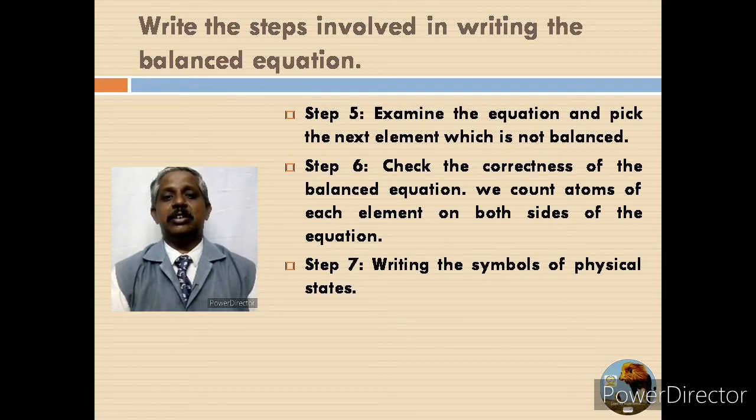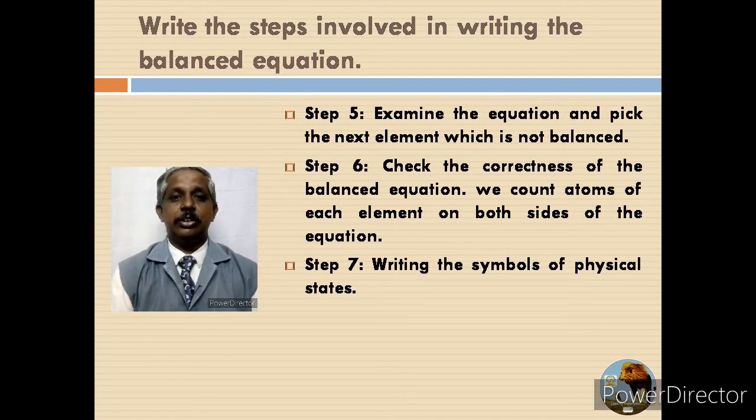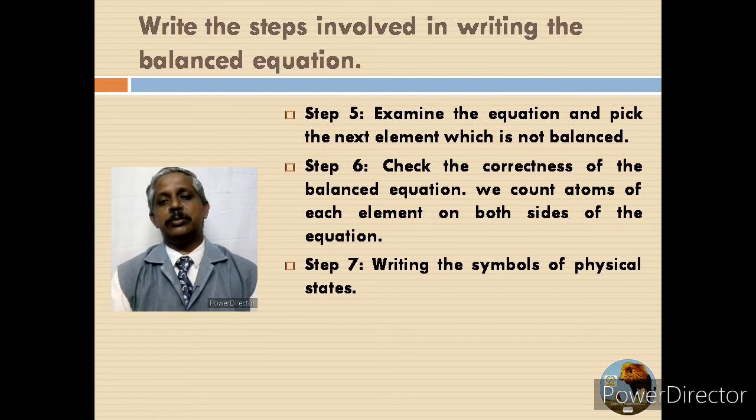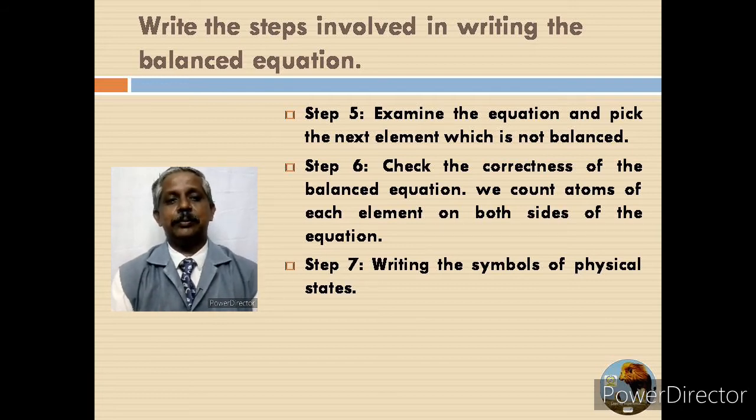Step 5. Examine the equation and pick the next element which is not balanced. Step 6. Check the correctness of the balanced equation. We count atoms of each element on both sides of the equation. Step 7. Writing the symbols of physical states.